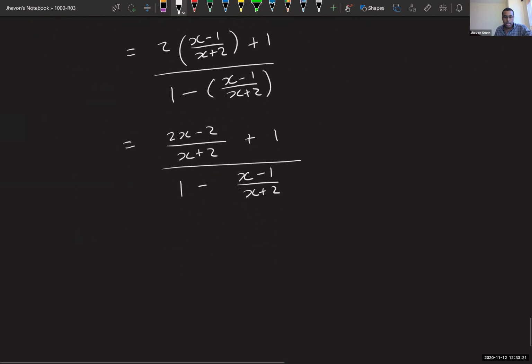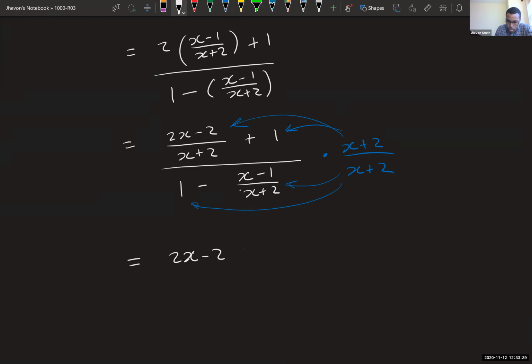This is a compound fraction. I know the quickest way to simplify that is to multiply and divide by the LCD. So that's what I'm going to do. Multiply this, multiply that, and multiply this, multiply that. So in the top, the x plus 2's cancel, so I'm left with 2x minus 2, plus here I have x plus 2, over the bottom: x plus 2 times 1 is just x plus 2. And here the x plus 2's would cancel, I'd be left with x minus 1.